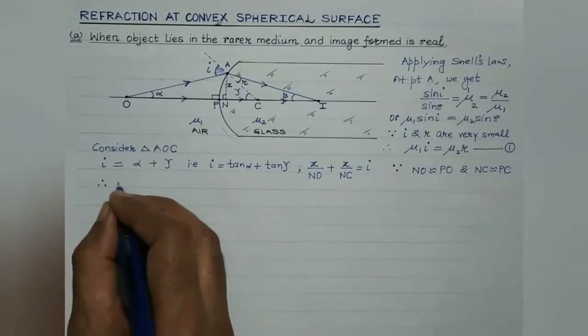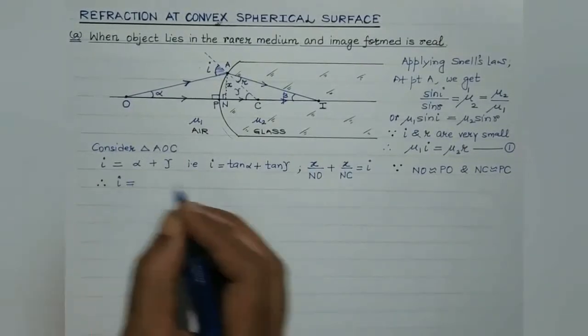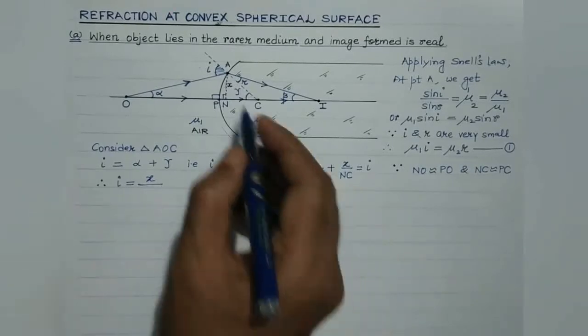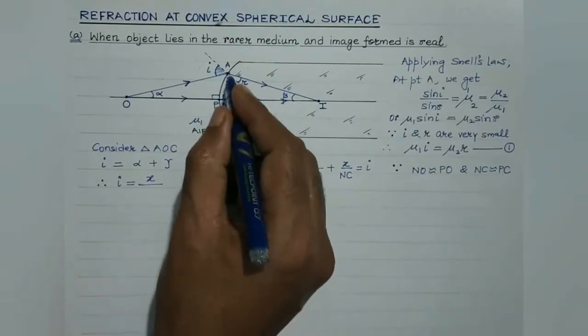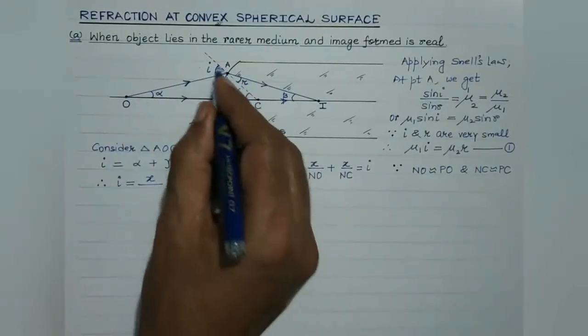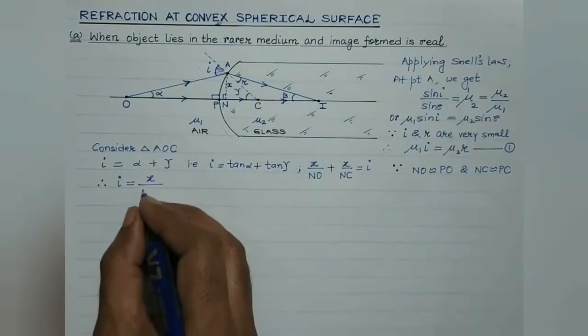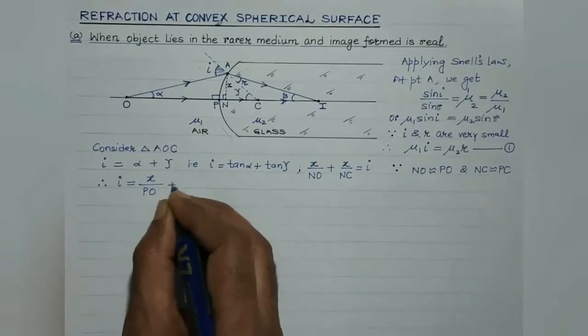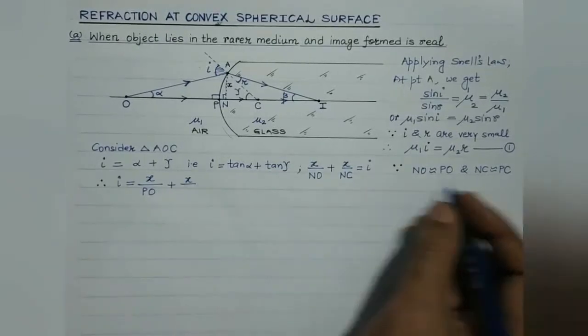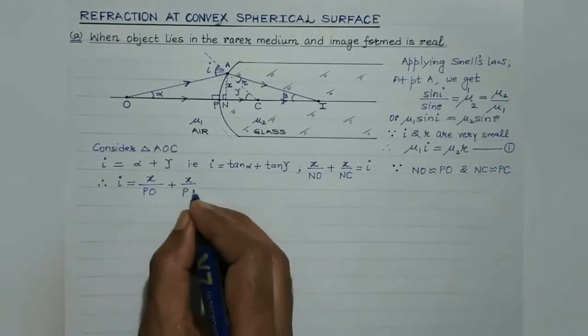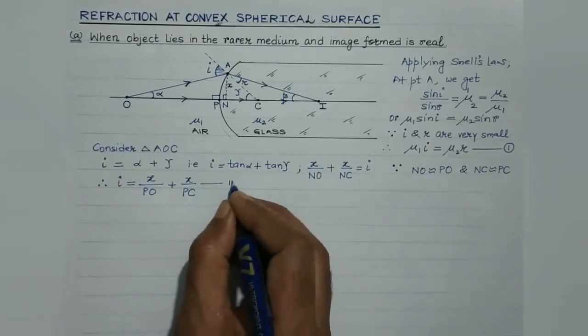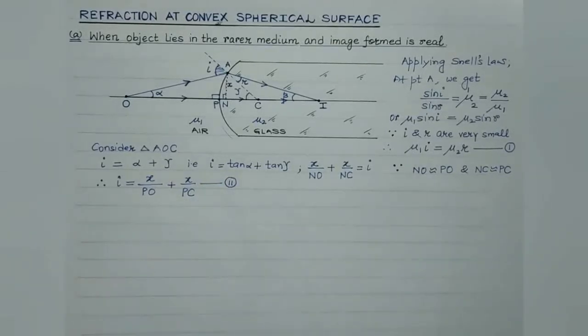Therefore, I is equal to x over, x is considered to be this perpendicular distance AN, right? It will be common for every triangle. This perpendicular will be common. So x over, in place of NO we'll write PO, plus x over, in place of NC we'll write PC. Put this as equation number 2, right?